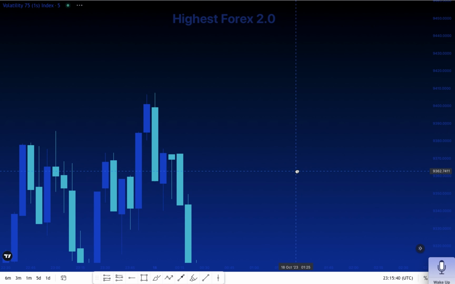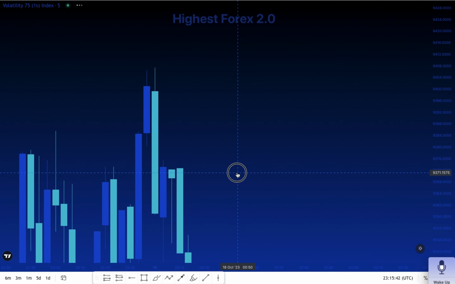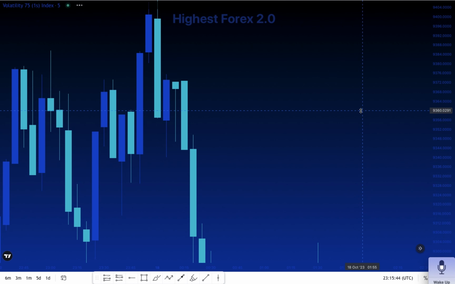Now, if we look very well again, since we have a push like so, can we identify another order block here?